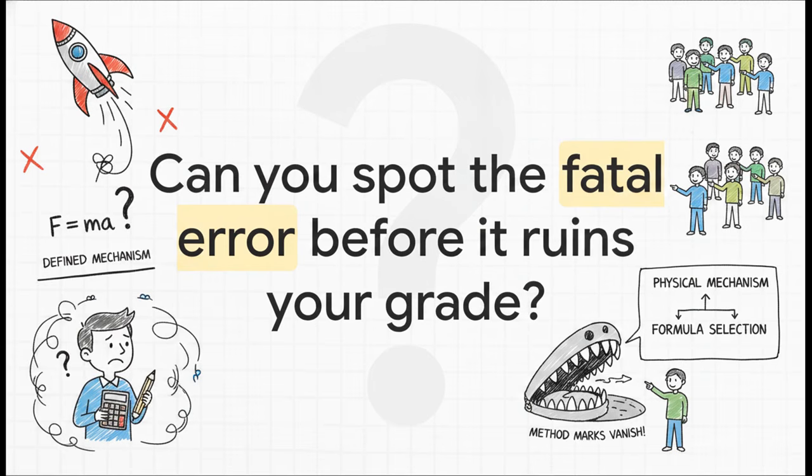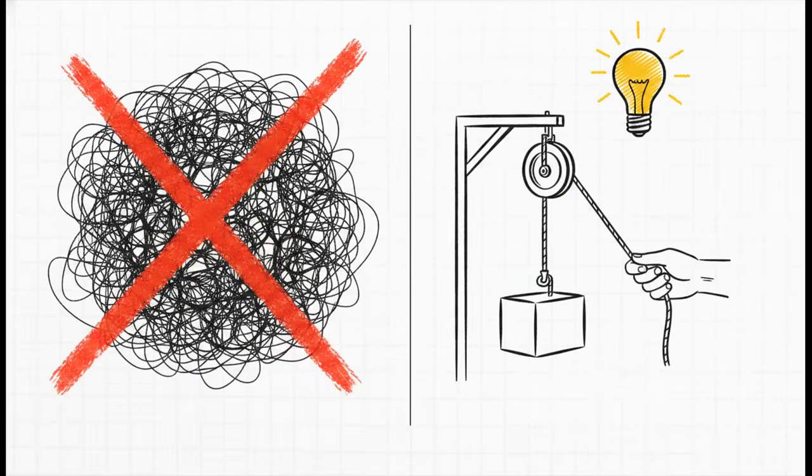They write down a formula, plug in the numbers, and totally ignore the context. And just like that, poof, the method marks vanish. But once you see where that error creeps in, the correct method becomes basically impossible to forget. So let's rebuild your understanding step by step.